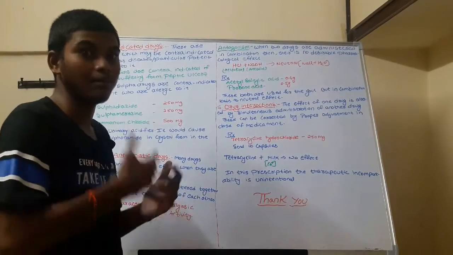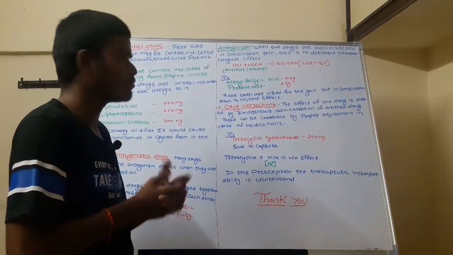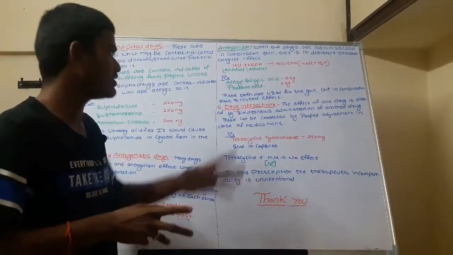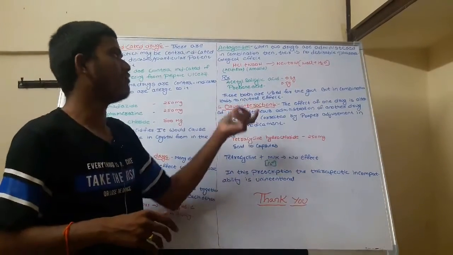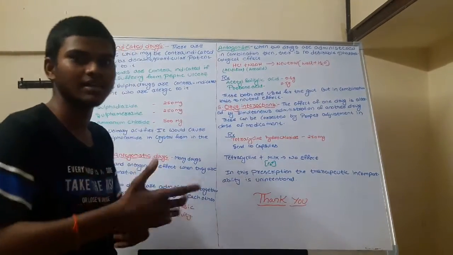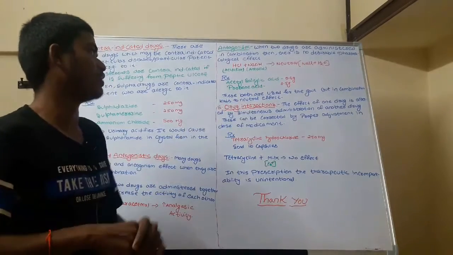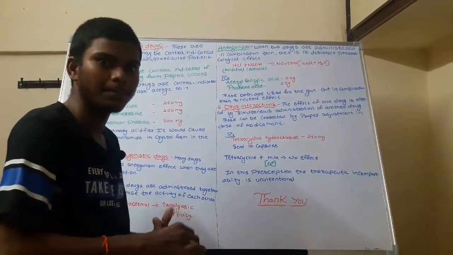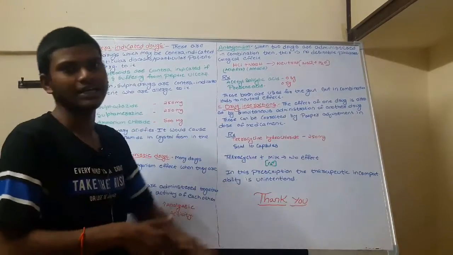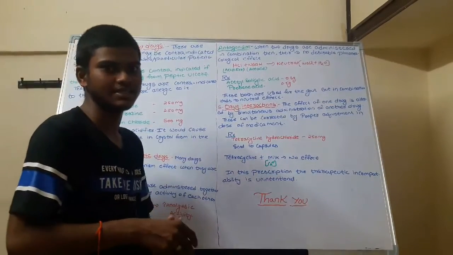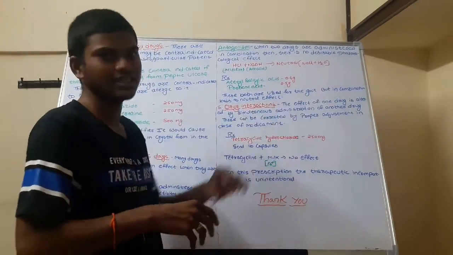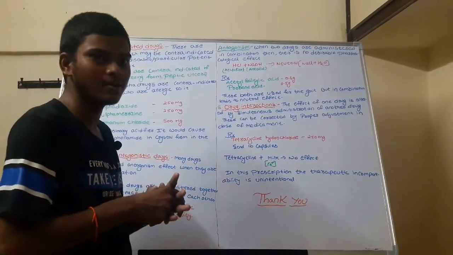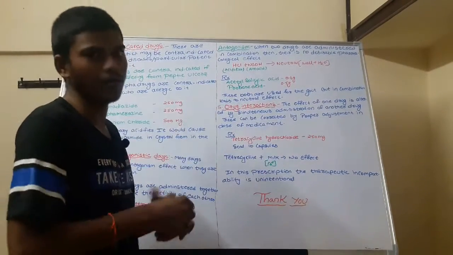Next type of therapeutic incompatibility: drug interactions. It is also a major type of therapeutic incompatibility. The effect of one drug is altered by the administration of another drug. This problem can be corrected by proper adjustments in the dose of the medicaments. By adjusting the dose of the particular medicament, we can solve this problem.